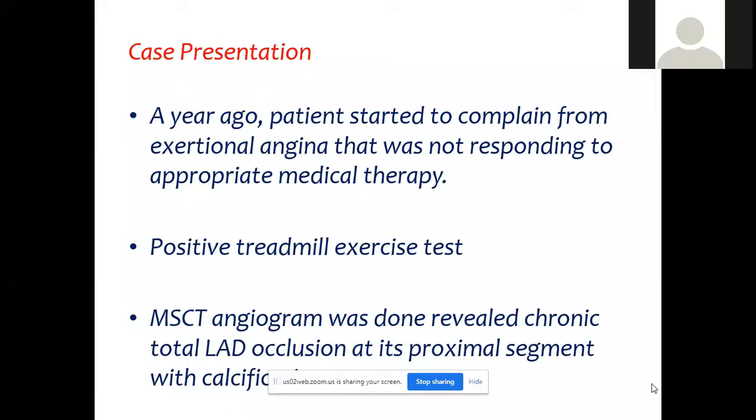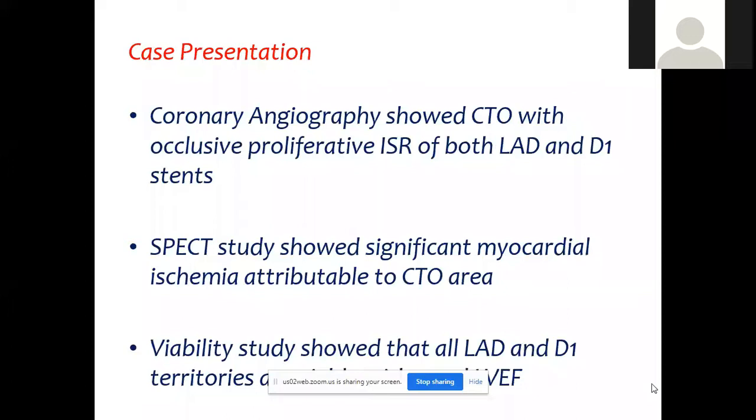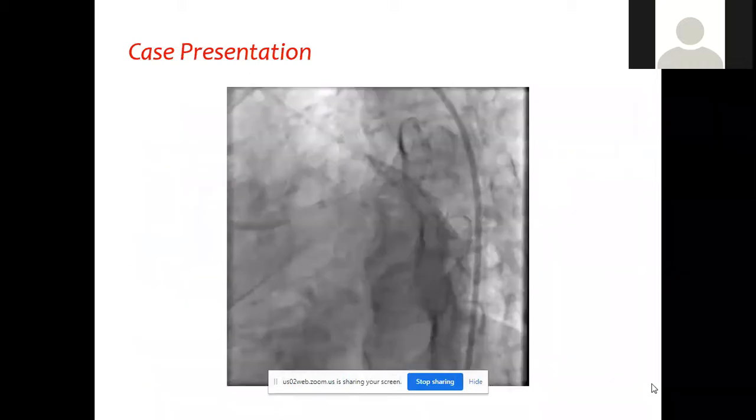Then he was referred for a multi-slice CT coronary angiogram that revealed a chronic total LAD occlusion at its proximal segment with calcific lesion. Coronary angiography showed, as I will show you, a long CTO segment with occlusive proliferative in-stent stenosis of both LAD and diagonal branch. SPECT study showed significant myocardial ischemia attributable to the CTO area, and viability study showed that all LAD and diagonal territories are viable with a good left ventricular ejection fraction.